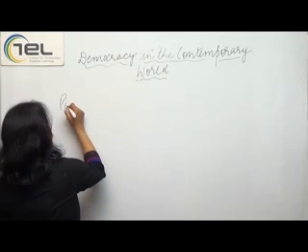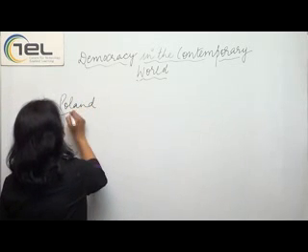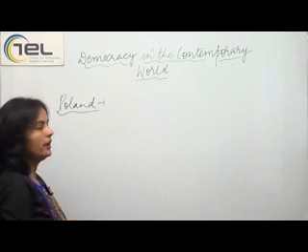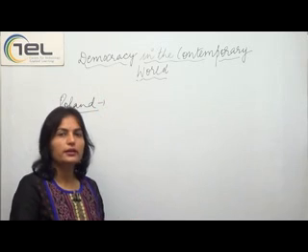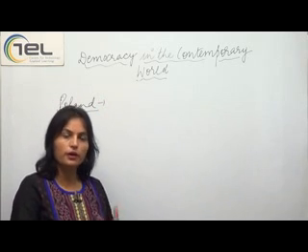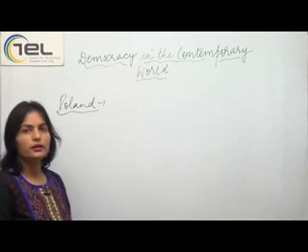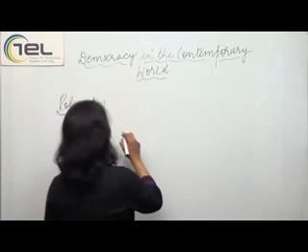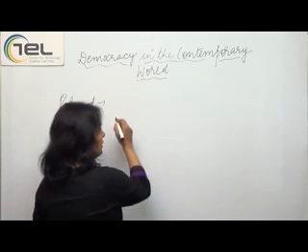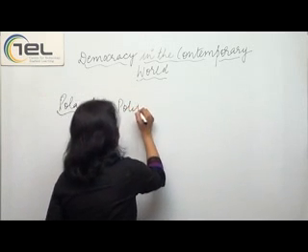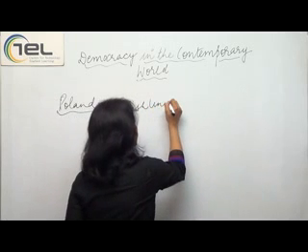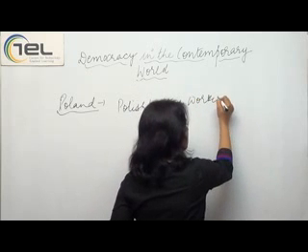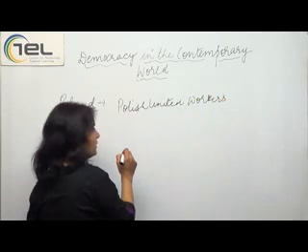The second democracy we will study is Poland. Now in Chile we studied that there was the dominance of one person, one ruler, but in Poland there was the dominance of one political party, the Communist Party, that is the Polish United Workers Party.